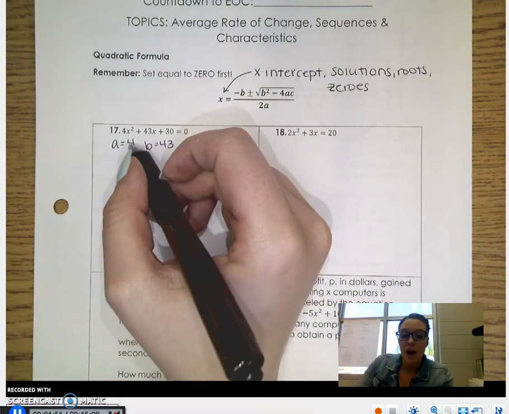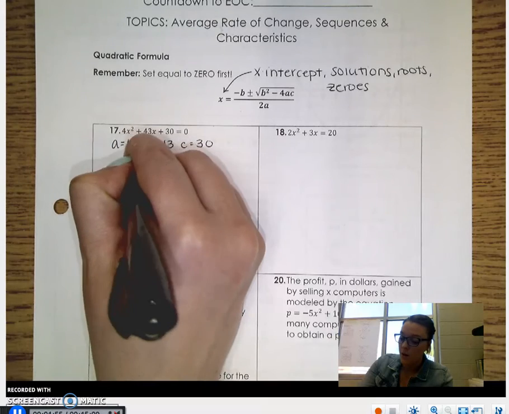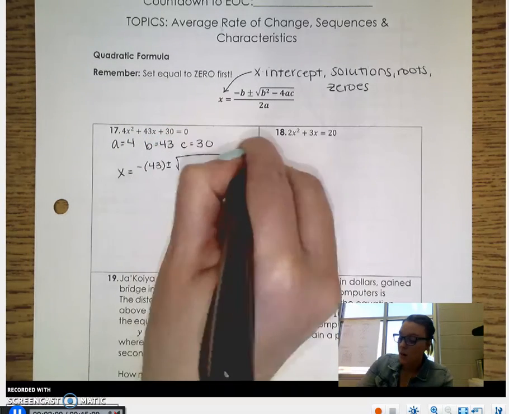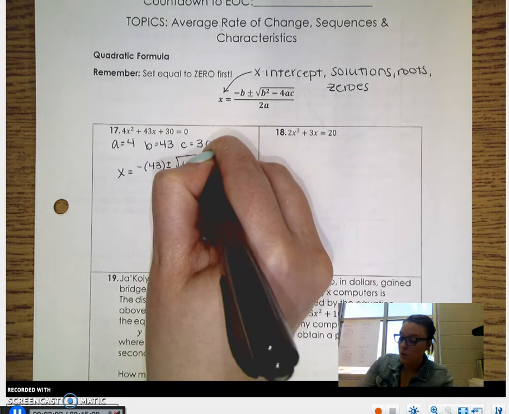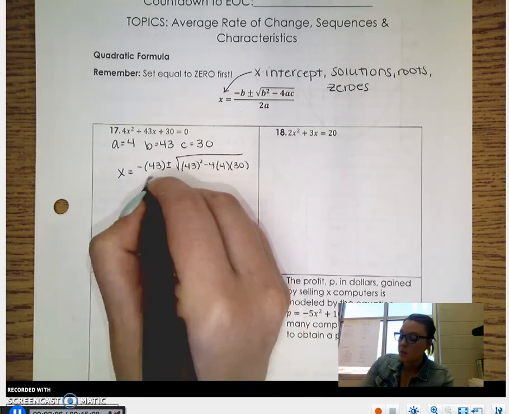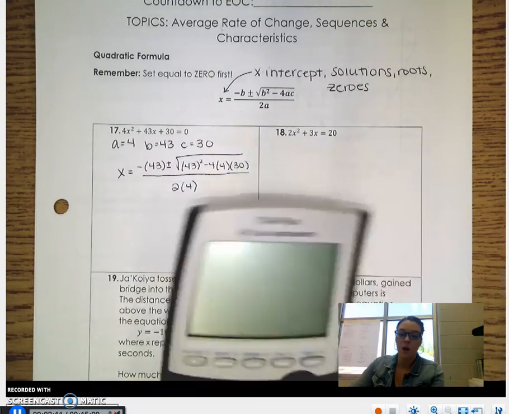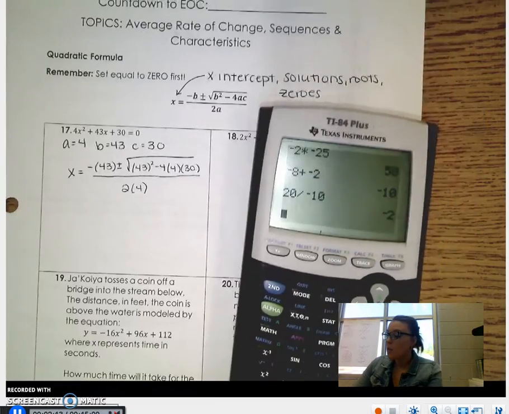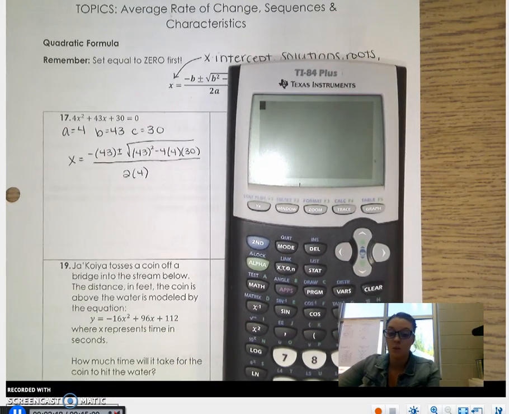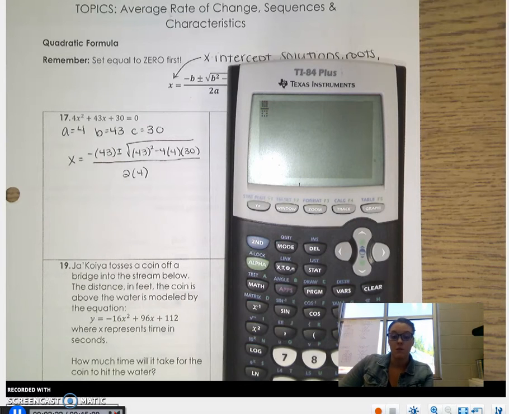Okay, so now that I have my a, b, and c identified, I can just plug it into the quadratic formula. So I have x equals negative 43 plus or minus the square root of 43 squared minus 4 times a times c, all over 2 times a, or 2 times 4. Now, the hardest part about this is typing it in the calculator accurately. The first thing you have to do is put a fraction in the calculator. So alpha y equals enter gives you a fraction.